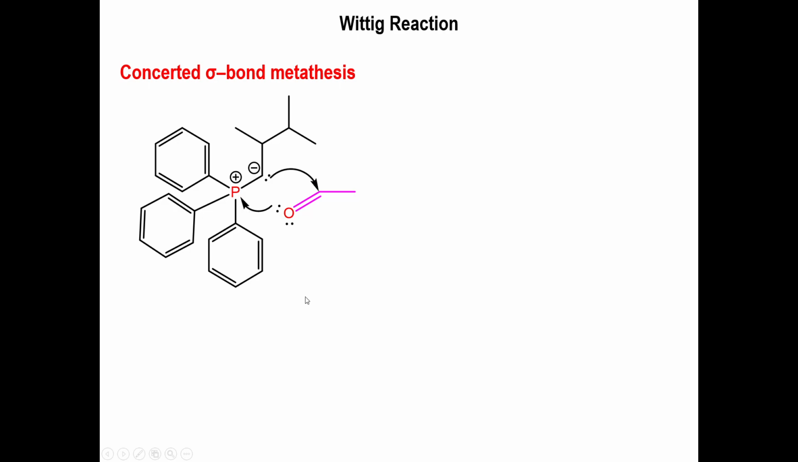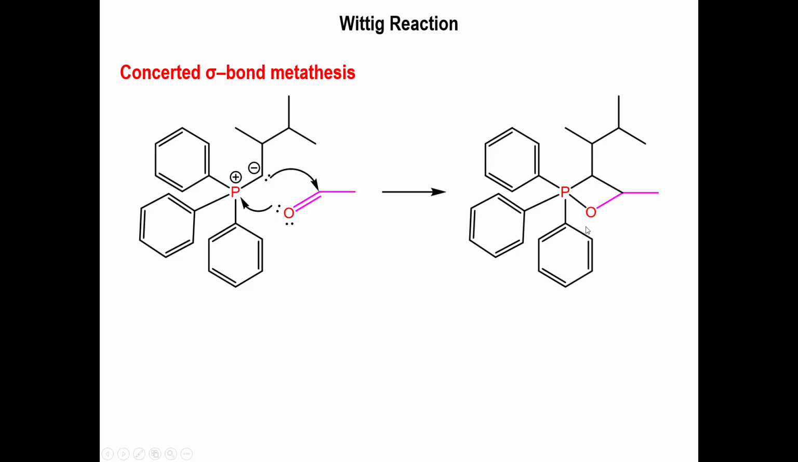But phosphorus is below the second row of the periodic table. So violating the octet rule for phosphorus is not a capital sin. If it happens, it happens. And here it certainly does happen. So you end up forming this intermediate, which is technically a phosphoxocyclobutane intermediate.